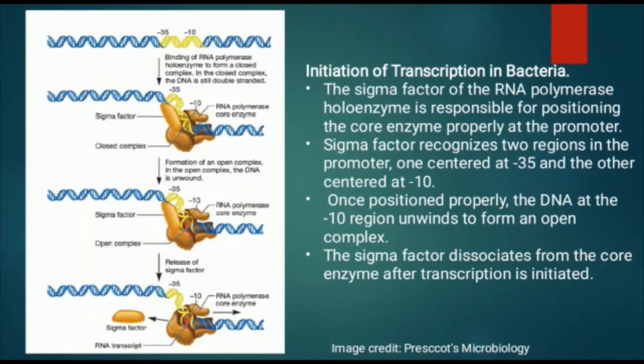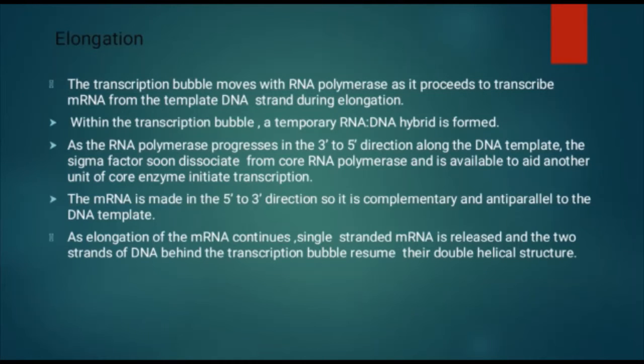Once positioned properly, the DNA at the minus 10 region unwinds to form an open complex. This open complex is clearly depicted in the picture. You can see that after unwinding, the sigma factor dissociates from the core enzyme after transcription is initiated. The second step of transcription is elongation.